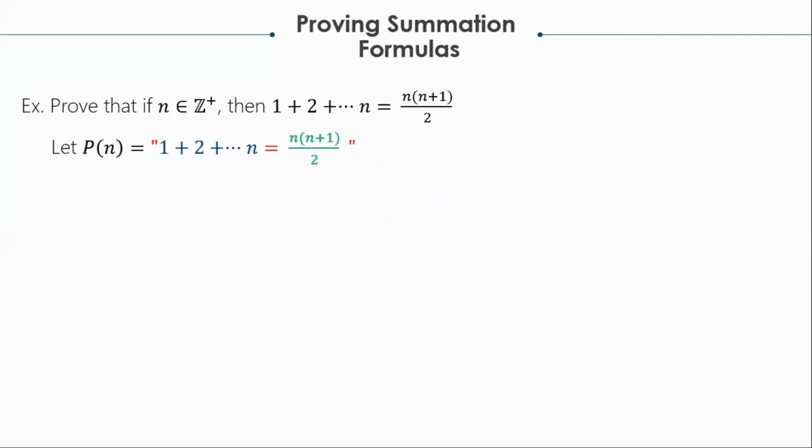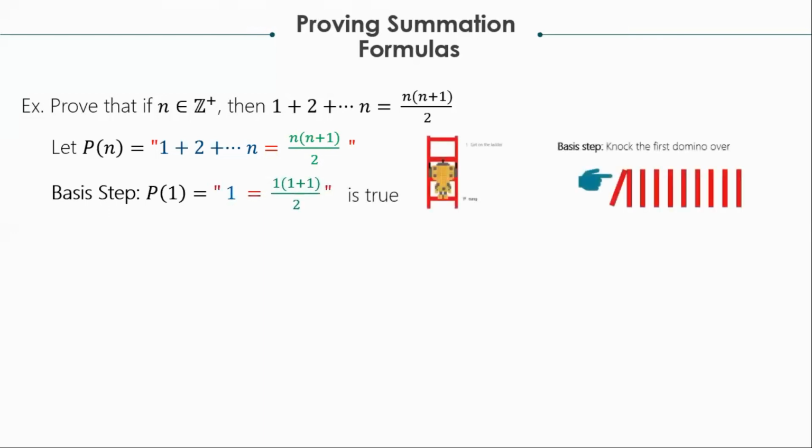So let's see if we can use mathematical induction to do this. P1 is true. The sum of the first integers, in this case, is just 1. And 1 times (1 plus 1) over 2 is 1 as well. So this is a true statement. 1 is equal to 1. So we've shown now that the robot can get on the ladder. We've shown that the first domino can be knocked down.